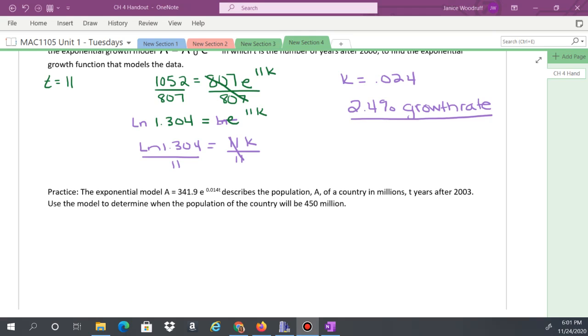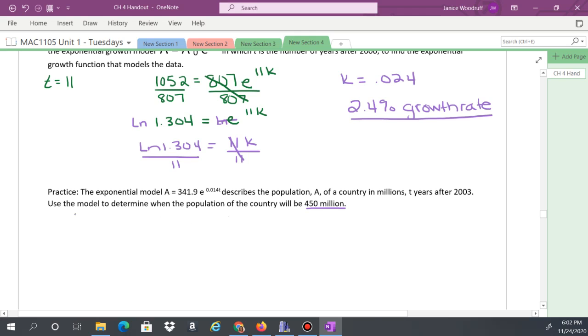All right, y'all ready? So we have the exponential model, A equals 341.9 e to the 0.014 t, which describes the population, A, of a country in millions, t years after 2003. Use the model to determine when the population of the country will be 450 million. So this 450 million, that's your A. That's the population. So we're going to plug that in, and that's going to give us our time, t.